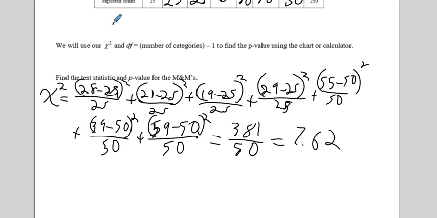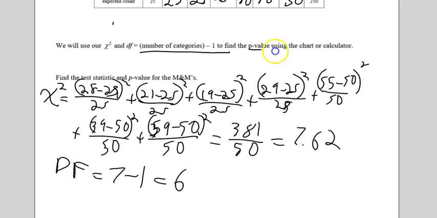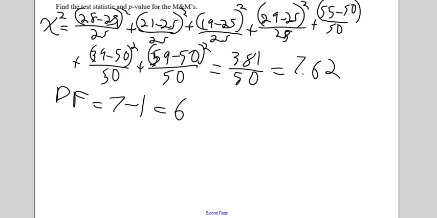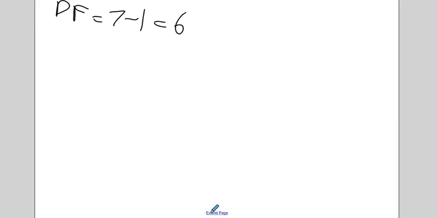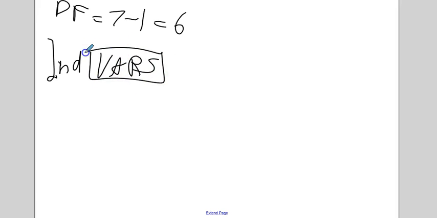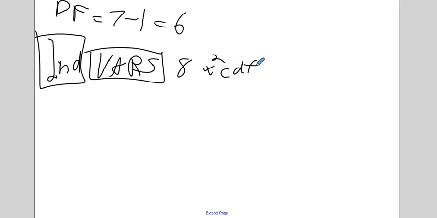All right. Now, degrees of freedom, like it says right here, is the number of categories minus 1. So that's 7 minus 1, which is 6. Now, the p-value is going to be similar to what we did last unit. We're still going to do second bars. I'm going to write the steps down here so you won't copy it down. So we're going to hit second. It's a big second. Second bars. Okay, so the second key and the bars key. And then we're going to choose number 8, which looks like this. X squared CDF.